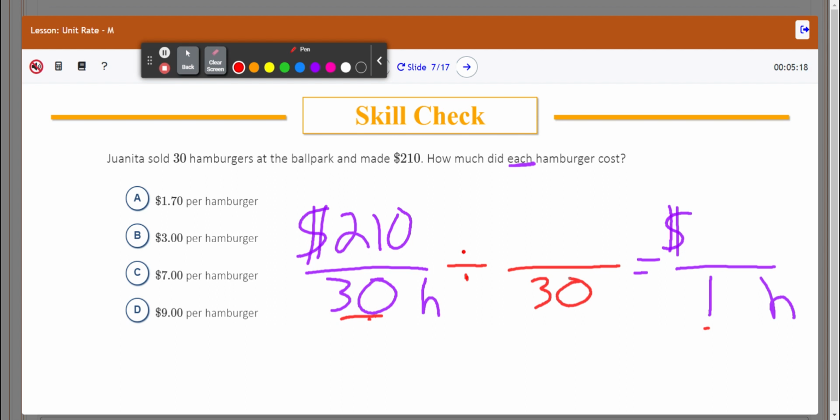As always, whatever you do to the bottom, you have to do to the top. If I divide by 30 at the bottom, I'm going to divide by 30 on the top. So then I just plug it in. What's 210 divided by 30? It gives me 7. So she sold $7 per hamburger.